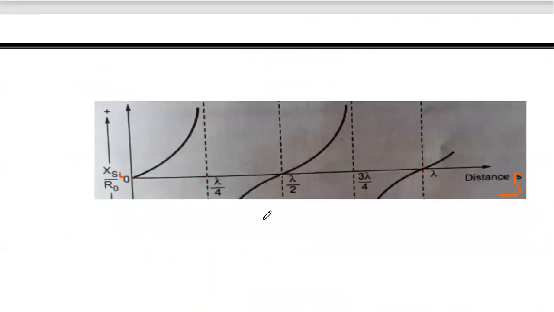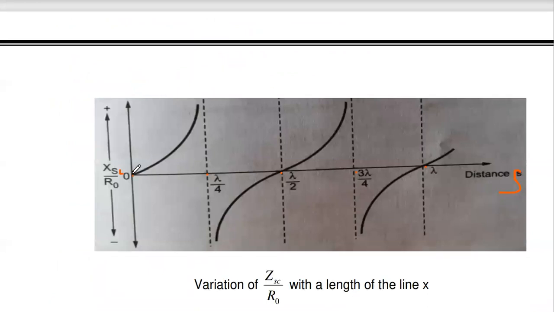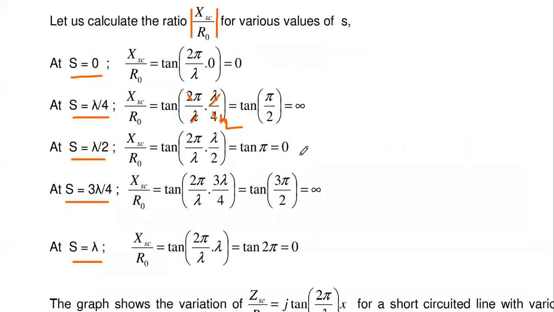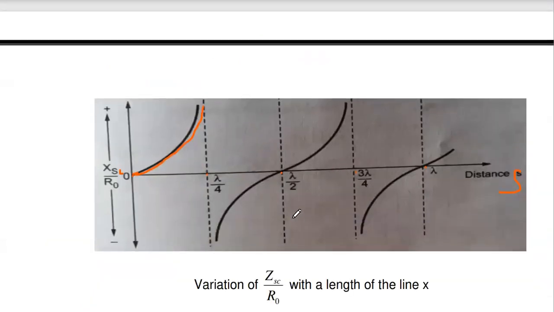At a distance S equal to lambda by 4, what is the answer? Infinity. So you see at distance S equal to 0, the answer is 0. At a distance S equal to lambda by 4, it reaches infinity. So that's why it is exponentially growing. Then similarly at S equal to lambda by 2, again it reaches 0. So that's why from infinity to 0 it will come. Similarly, at S equal to 3 lambda by 4, again it reaches infinity.